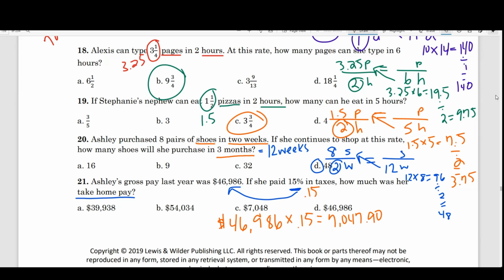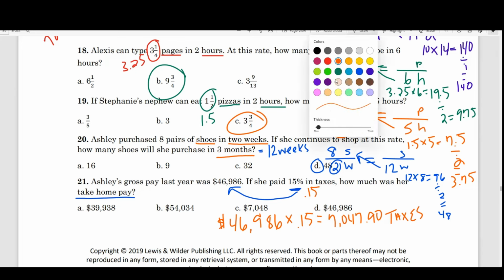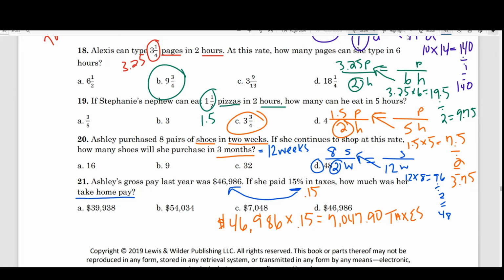All right, so this tells us how much she paid in taxes. But the question is asking what her take-home pay was. So what we have to do is deduct this from her gross. You guys should be somewhat familiar with this because this is how it goes when you work and get paid, and money is taken out. So it's 46,986 minus 7,047.90, which is going to give us roughly 39,938.